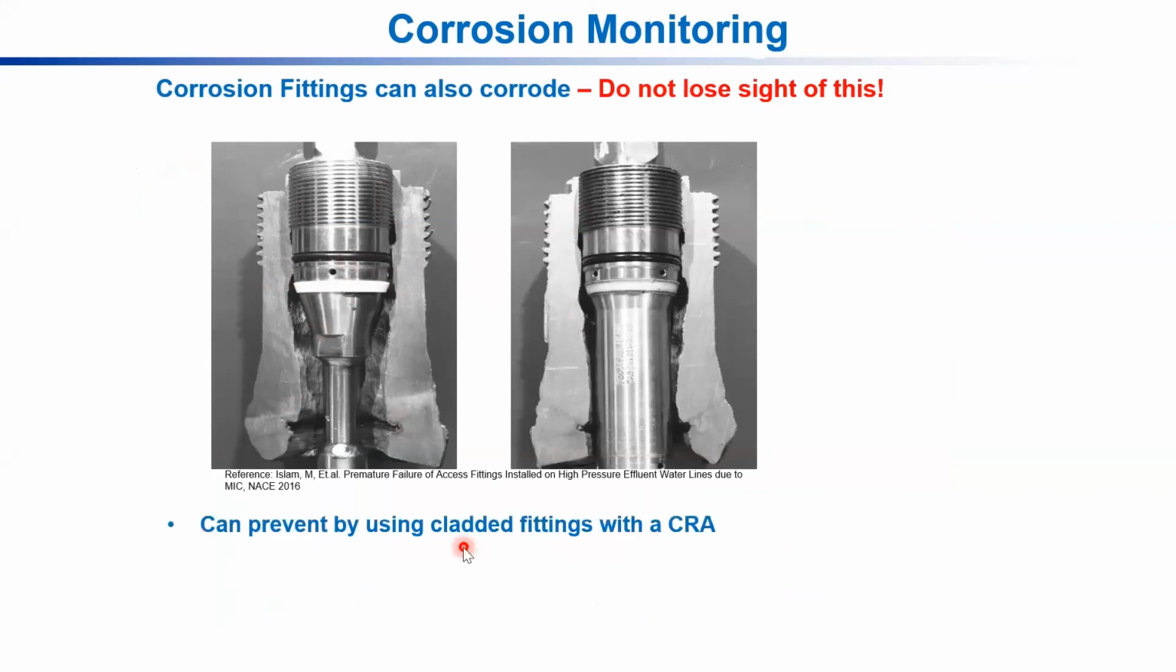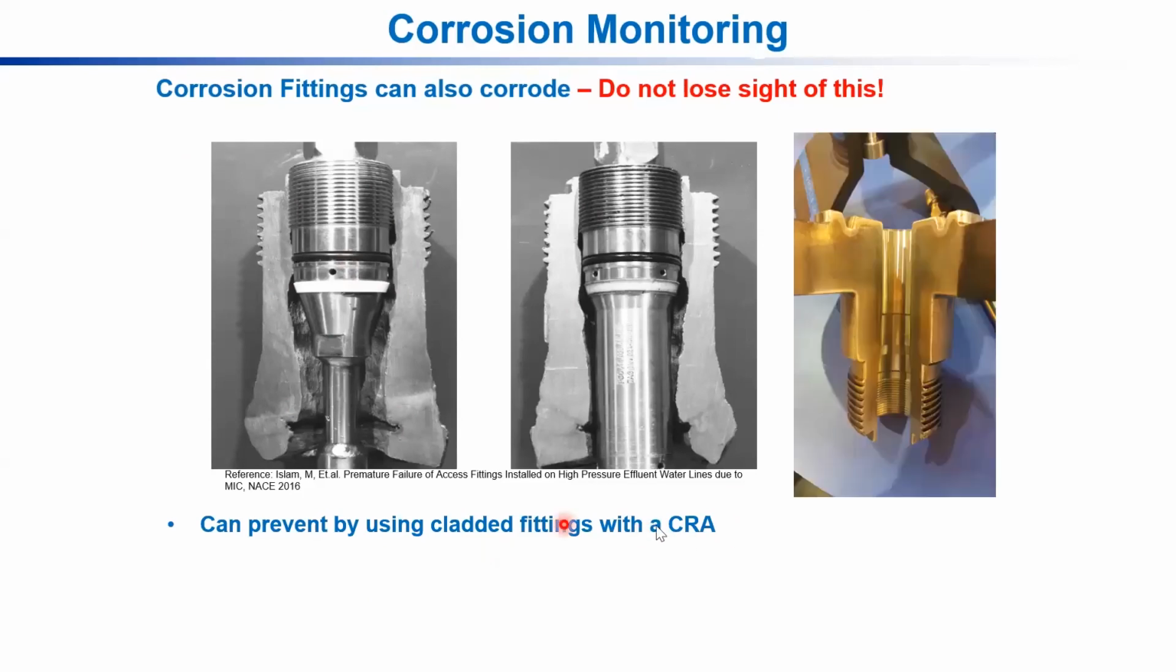We can prevent this by using cladded fittings with corrosion-resistant alloys. This is an example. Here is the fitting, and here you see the cladding. Remember, the use of a corrosion-resistant alloy doesn't mean that it's immune to corrosion. It's immune to that specific condition. If conditions change, you may have to change the corrosion-resistant alloy.